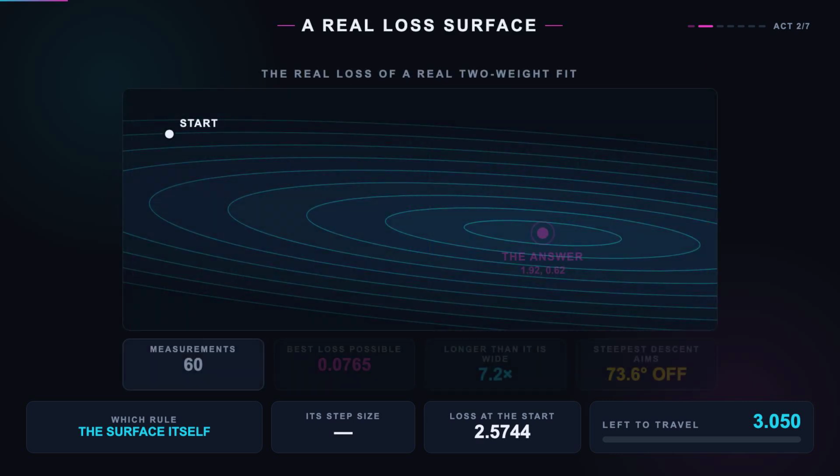This is a real loss surface. 60 measurements, 2 inputs, 1 outcome. Find the 2 numbers that predict it best. 2 weights means the loss has exactly 2 directions to vary in, so for once we can see the entire thing at once. And it is not an impression of one. Squared error is exactly a quadratic, so those contour rings are exact ellipses. Computed, not drawn. There is a lowest point, and we can solve for it outright. 1.92 and 0.62. The best loss possible, 0.077. The job is to walk from over here to there.